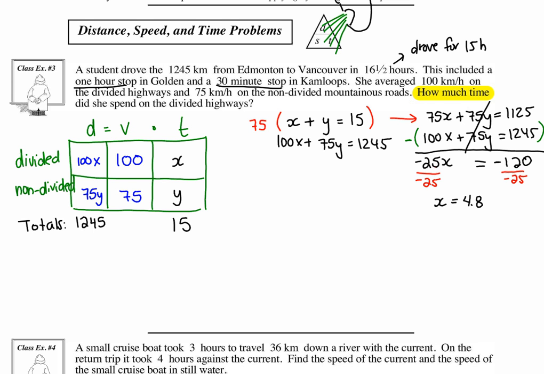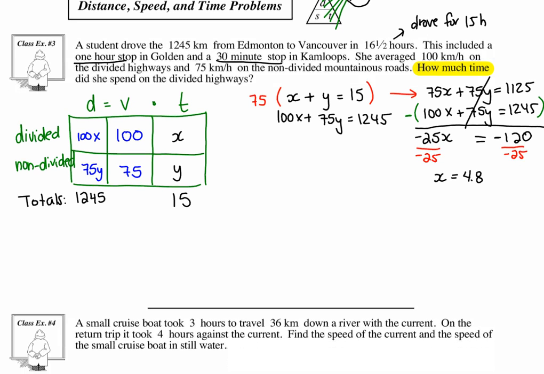Okay, now what I need is y. So the easiest way to find y is to sub it into x plus y equals 15. So 4.8 plus y equals 15. Subtract 4.8 from both sides. That gives you 10.2.